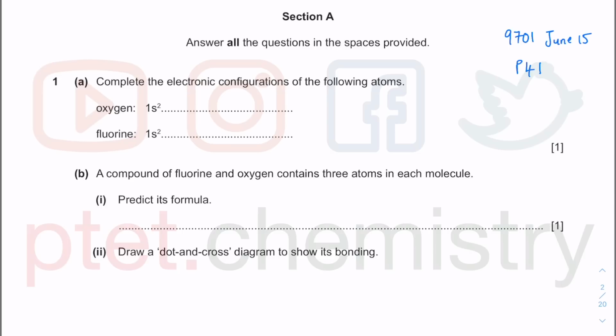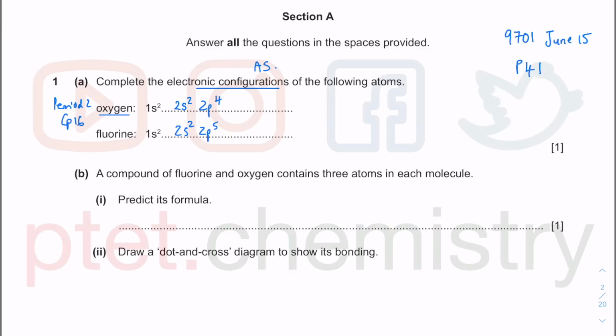In this first question, complete the electronic configurations of the following atoms. These are straight AS level electronic configurations. If you have oxygen, you know that this is period 2 and group 16. So we're looking at 1s2, 2s2, 2p4, so 2 plus 4, 6 electrons in the outer shell, group 16. Fluorine is just next to oxygen, so it's 2s2, 2p5, which is 1 electron short of a fully filled outer shell.